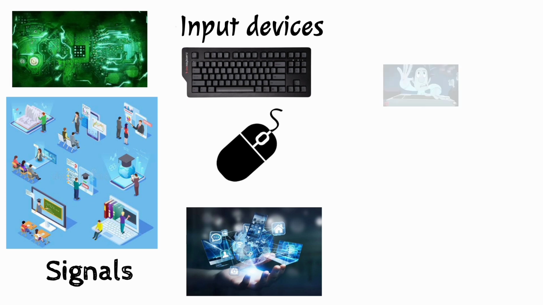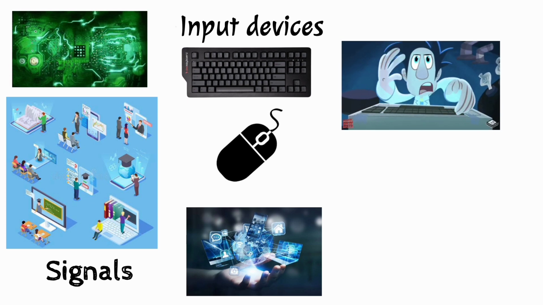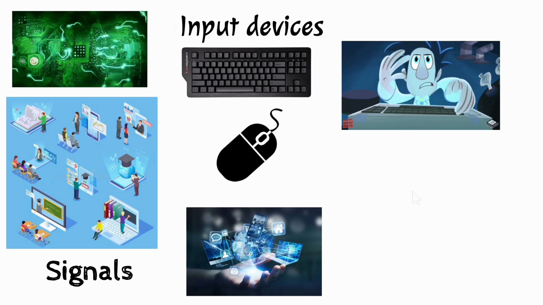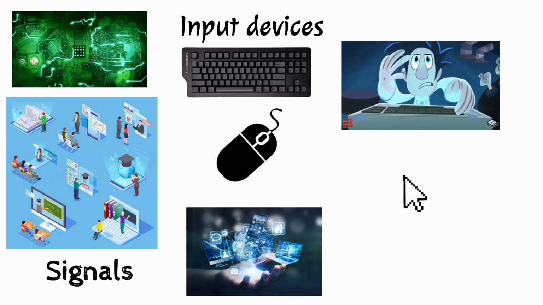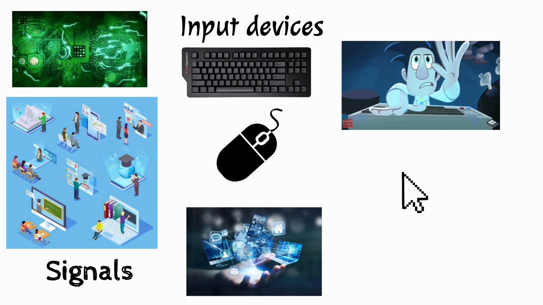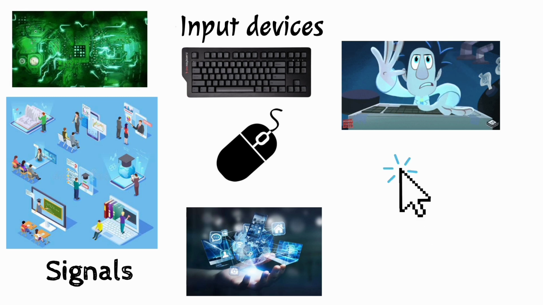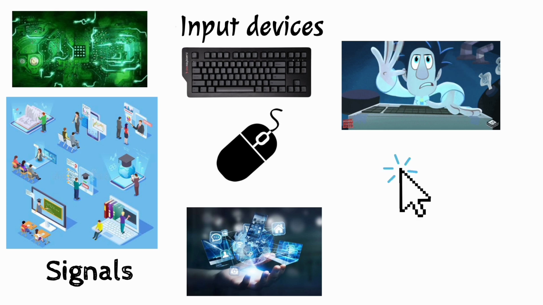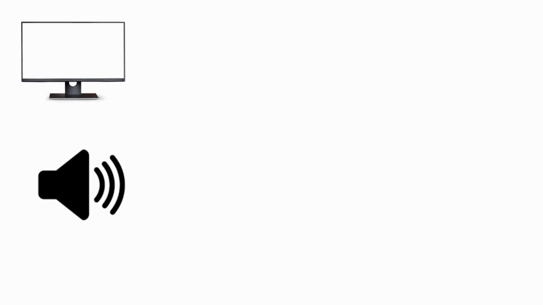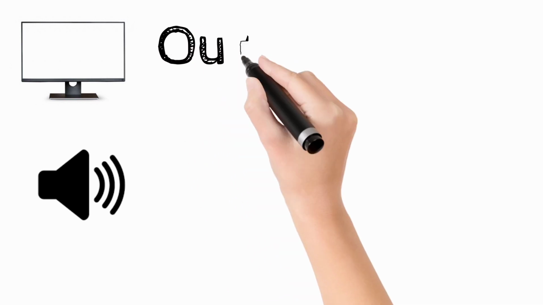The keyboard allows the entry of textual information, while the mouse allows the selection of a point on the screen by moving a screen cursor to the point and pressing a mouse button. The most common output devices are monitors and speakers. Now we study the output devices.